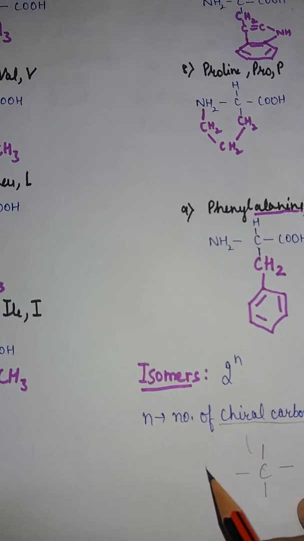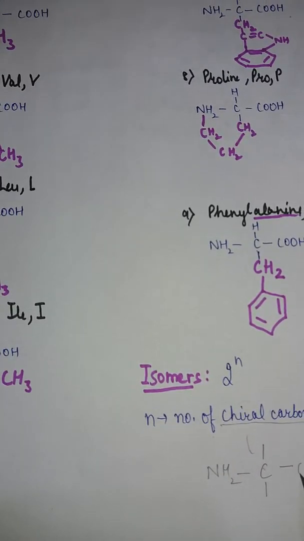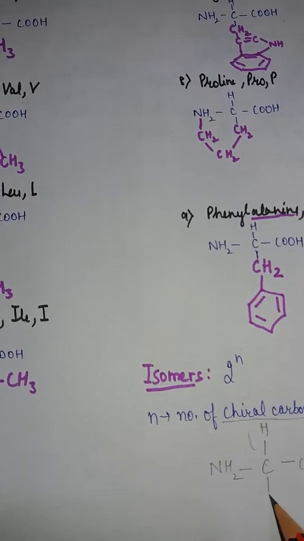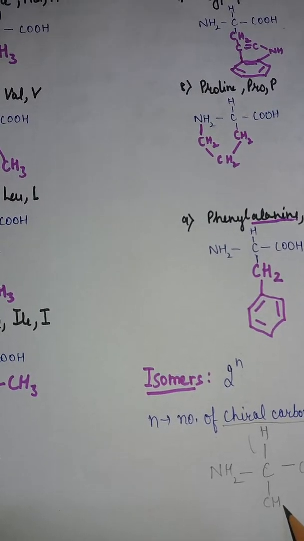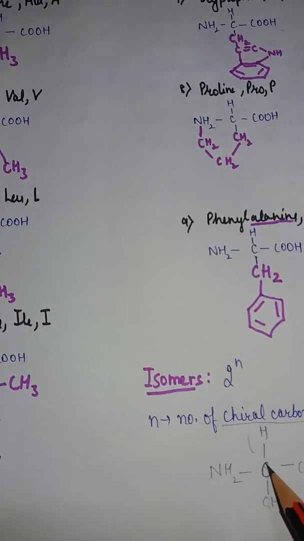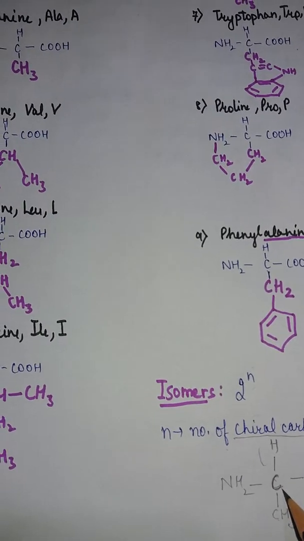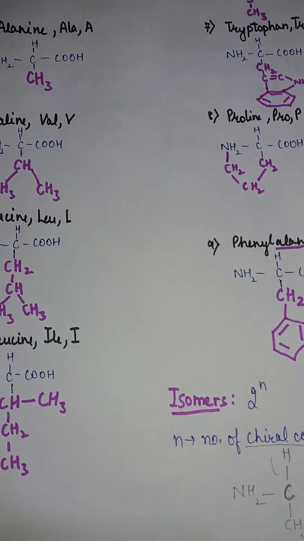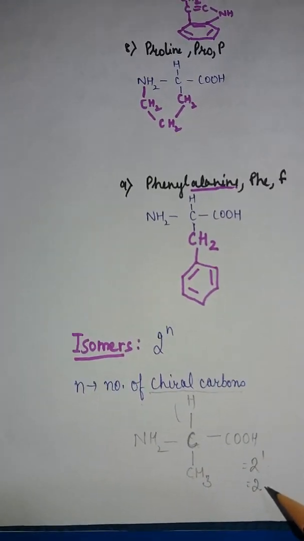For example, if on one side there is an amino group and on the other side there is a carboxylic terminal end, and at one there is H, then R should be different. Let me take the example of alanine, CH3. Here there is a single chiral carbon, so the number of isomers will be 2 to the power 1, that is 2. So there are 2 isomers possible for this.